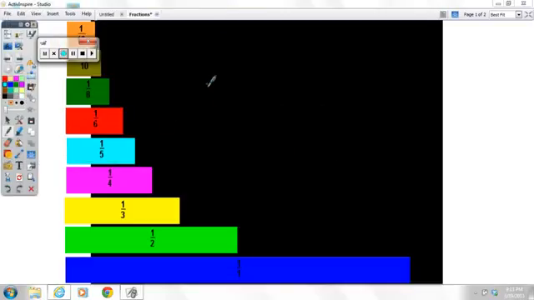Welcome everybody. What I'm going to do in this post is show you how to take a mixed number and convert it into an improper fraction.